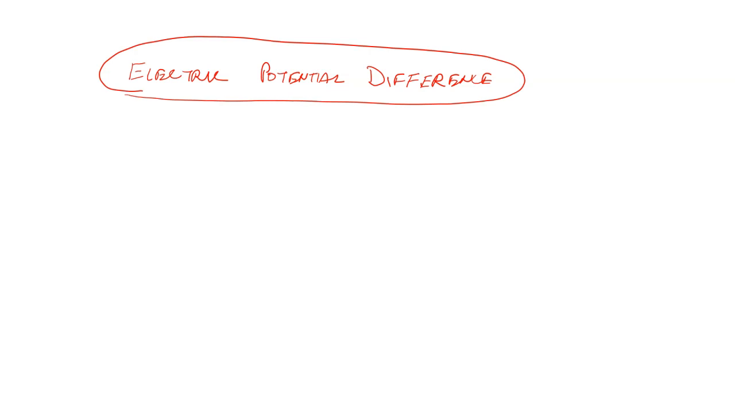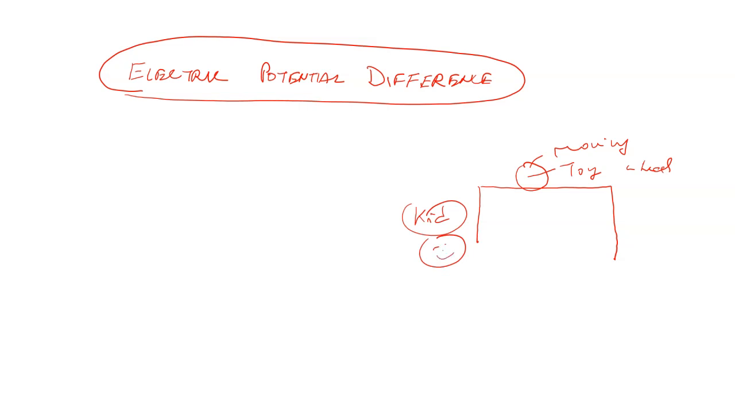Now, suppose here is a table and a moving toy having wheels is placed here. Here is a kid who is playing with this toy. Now this toy is at the position of high potential energy. What is the meaning of potential energy? Potential energy is the energy due to position, due to height, due to orientation.